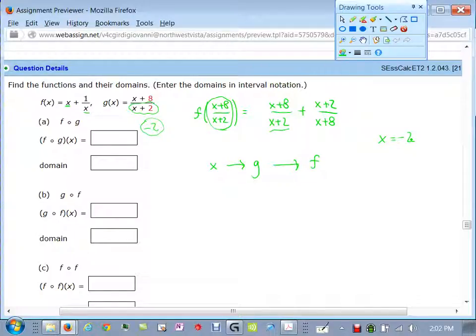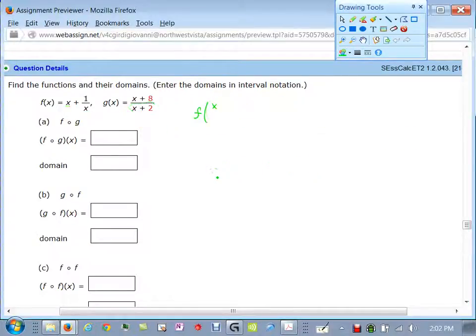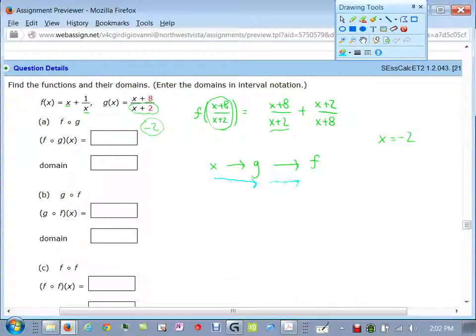But then you also need to make sure that whatever you plug in, whatever comes through here, we make sure that 0 does not come out here. Because if we do that, we get a 0 here, and it's division by 0. So what would make this g function spit out a 0? Well, that would happen if x is equal to -8. And you can see that actually is here also if x is -8. So we have two things. X cannot be -2 and x cannot be -8. So everything except those two numbers.